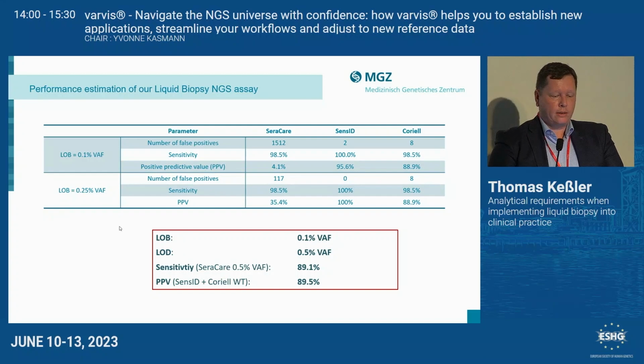So using this comparative approach, we were able to push our limit of blank from 0.5 to 0.1 variant allele frequency and make it much better than before, just by finding the right reference materials to validate the assay with. And so in the end we have quite a high sensitivity and positive predictive value for each patient for this particular assay.